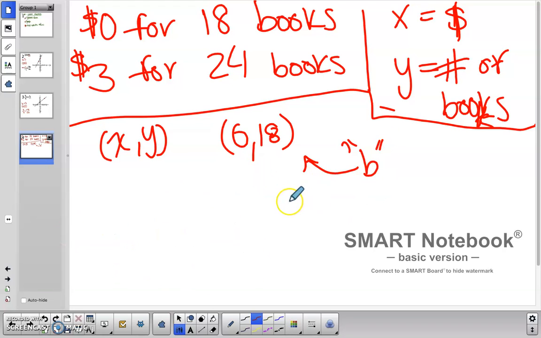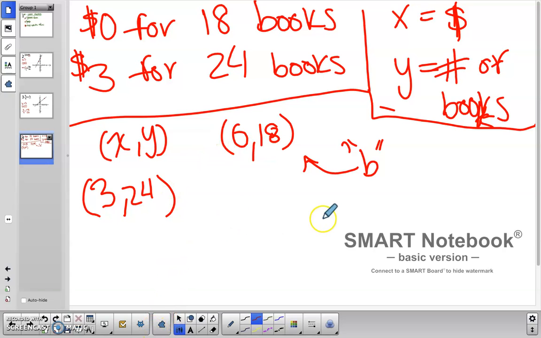Now, we know for sure they haven't given us a slope, because they'd be saying it goes at a constant rate or something like that, right? They didn't give us a constant rate. So now let's take a look at this part of information. So I'm going to again express this as an ordered pair. So I'm going to get 3, 24, because $3, which is x, for 24 books, which is y, right?